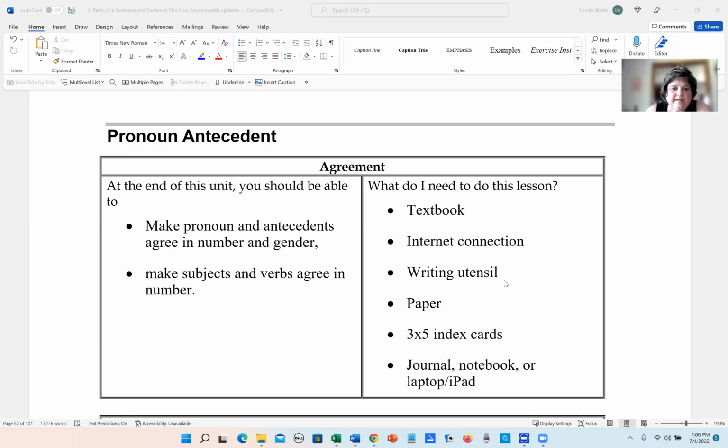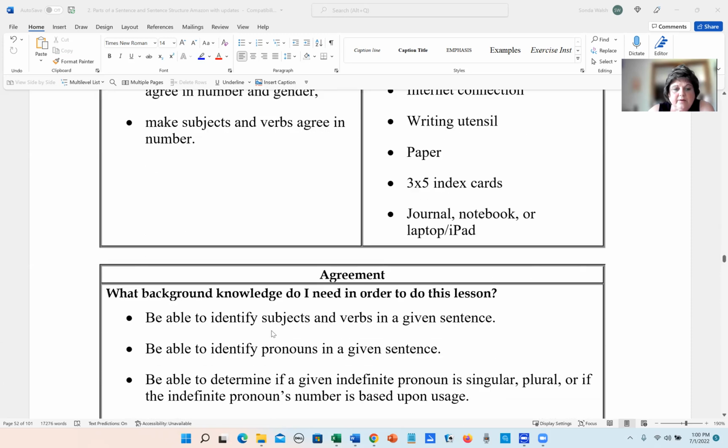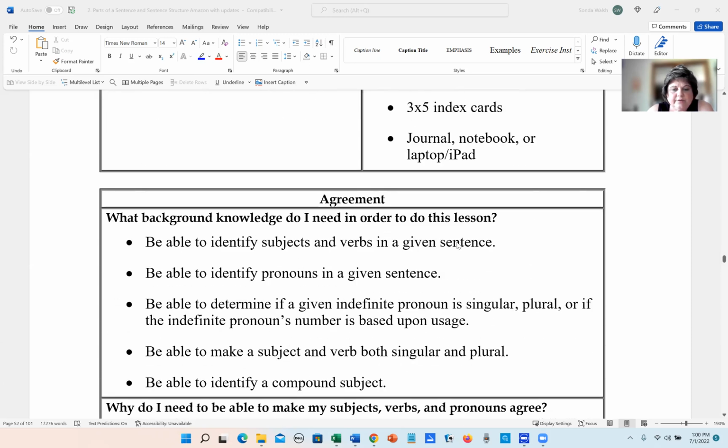Okay, this is the pronoun antecedent agreement chapter. So at the end of this unit, you should be able to make pronouns and antecedents agree in number and gender, and make subjects and verbs agree in number.